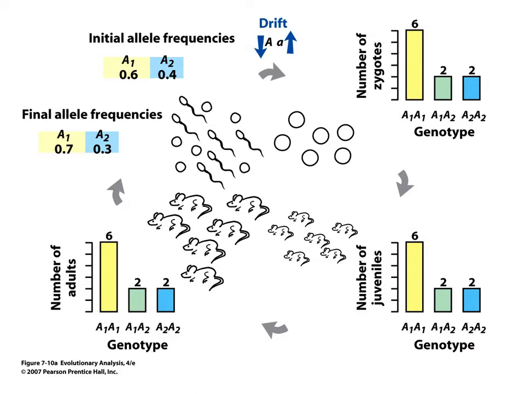But how did this happen? It was just random sampling error. It's an easy way to sort of think of genetic drift. Genetic drift is just random sampling error in the formation of gametes from one generation to the next.